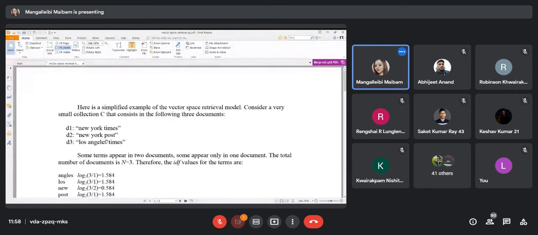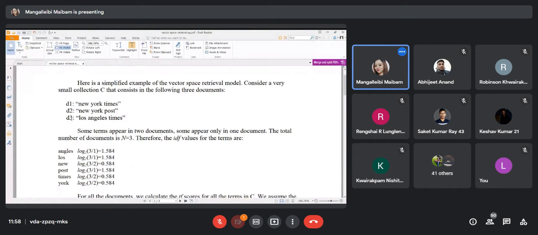So this one, we have three documents. Sometimes we may have 5 documents, sometimes we may have 4 documents. So it depends on the question. But for easier calculation, normally we used to give 3 documents, because when you have more number of documents, this IDF calculation will be lengthy.